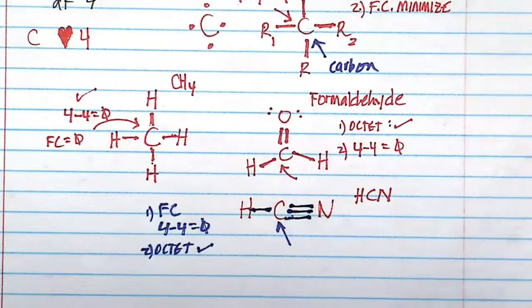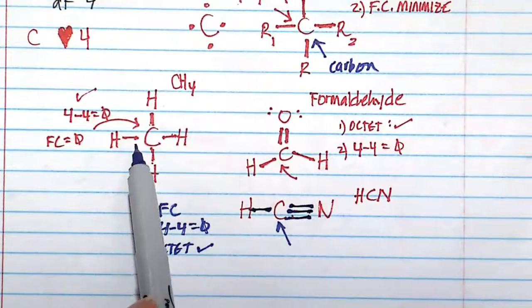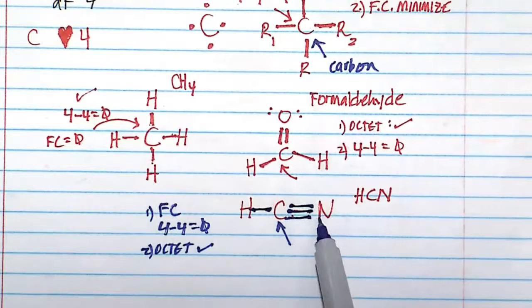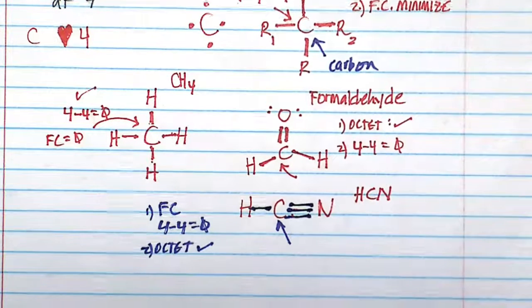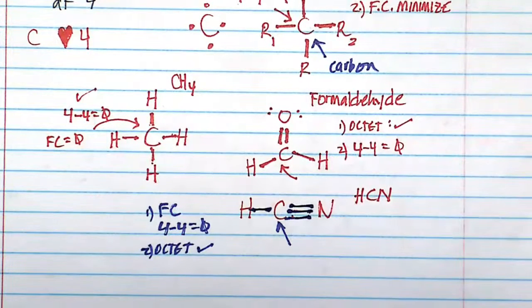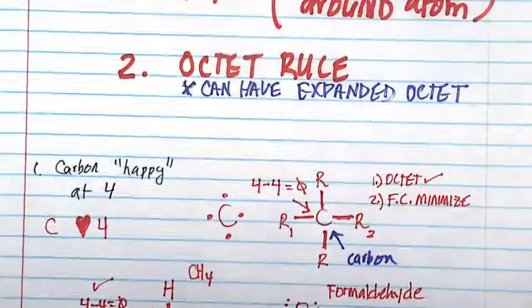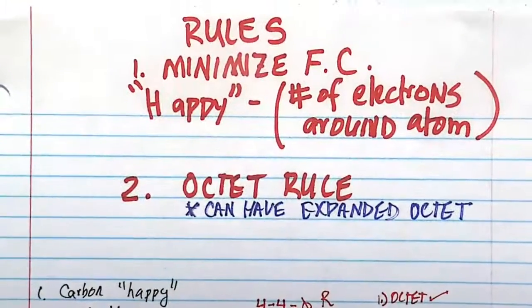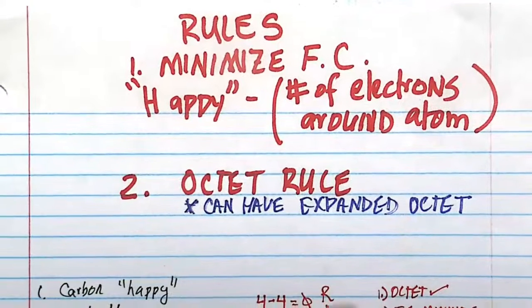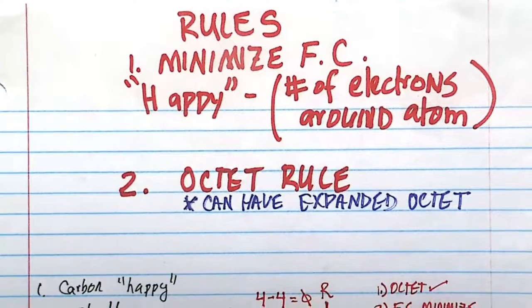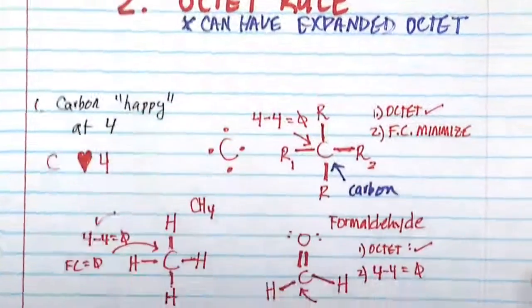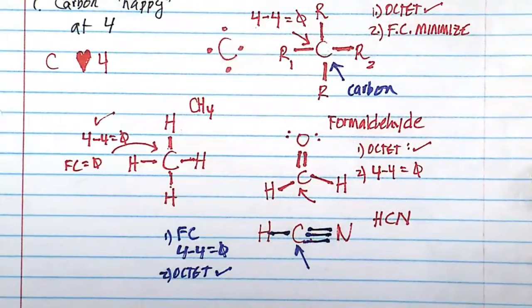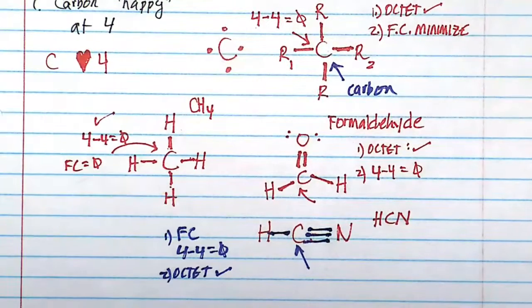So carbon has to have 4 bonds. It could be through single bonds, double bonds, or a triple bond, but carbon must have 4 bonds around the substituents, which are the outer atoms. Here we're focusing on the central atom being carbon. Always keep in mind, when drawing these structures, minimize formal charge and try to get the octet rule, realizing that some atoms can have an expanded octet. The examples shown here for carbon will not have an expanded octet because it so much loves 4.